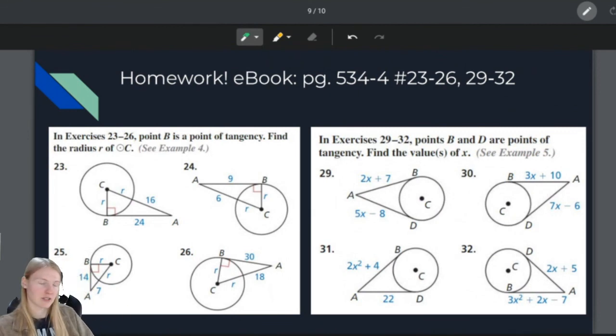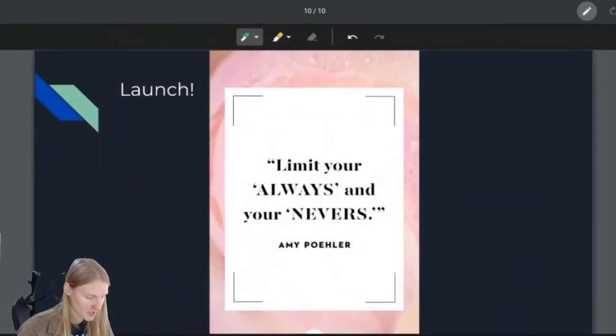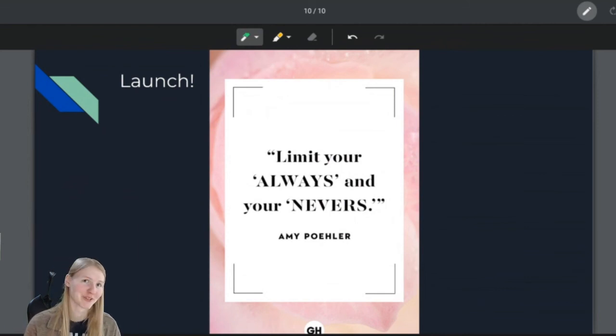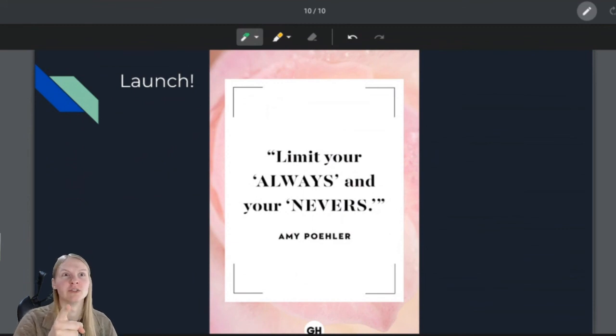Yes, indeed. Alright, and your launch for today comes from Amy Poehler. I like Amy Poehler. She says, limit your always and your never. So, if you don't understand what that means, it means try not to say always or never, because those are very absolute statements. I always brush my teeth every morning. Well, is there ever a morning that you forget? Like, you always forget to turn in your homework. Well, wait. What if you turn in one homework, that makes that statement untrue?